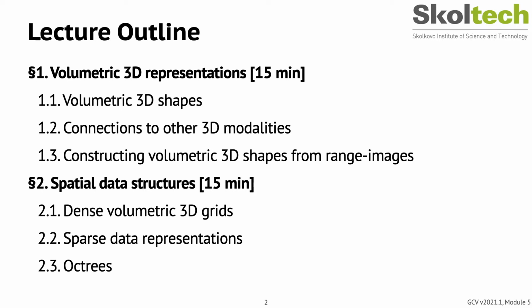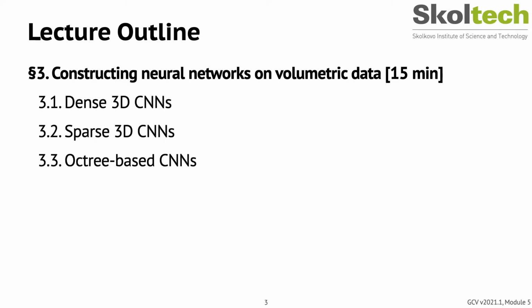We will further look into how various data structures can accelerate processing basically of volumetric data. To this end, we will look into sparse tensors and octrees, and we will further consider dense and octree-based convolutional neural networks that operate on volumetric data.